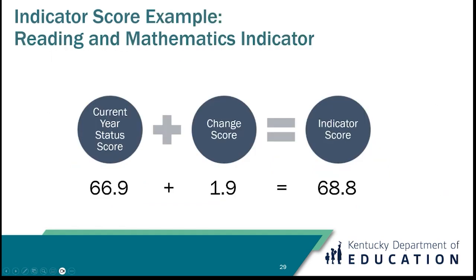I'm going to use the scores that we calculated in the previous slides as an example for how we will calculate an indicator score. We determined that 66.9 was the current year status score and 1.9 was the change score. So I will add those two scores, 66.9 plus 1.9, to give me an indicator score of 68.8.